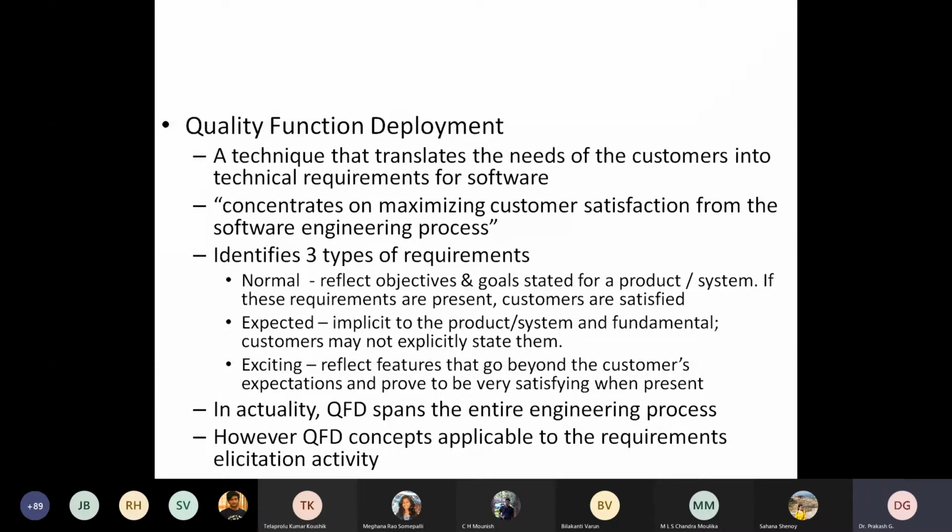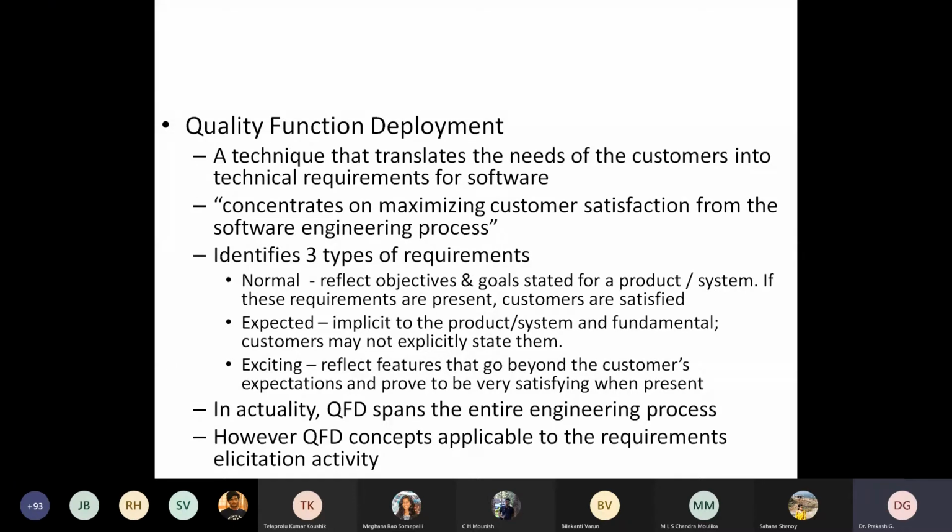Here the idea is that whatever the customer is speaking about their particular requirements, we have to convert into technical details with respect to the software we are going to develop. So how are you doing this transfer? How we are collecting these requirements is dependent on this factor. Based on the collection of requirements only, we can think about whether it is a normal requirement, or an expected requirement, or some other requirement. So we have to consider how to translate the need of customers effectively.